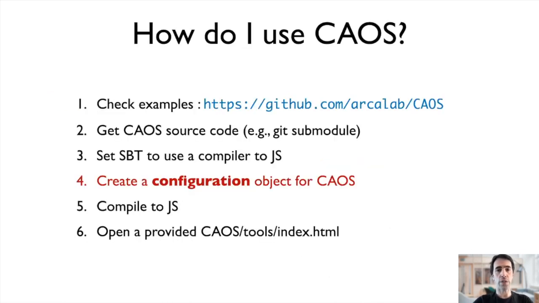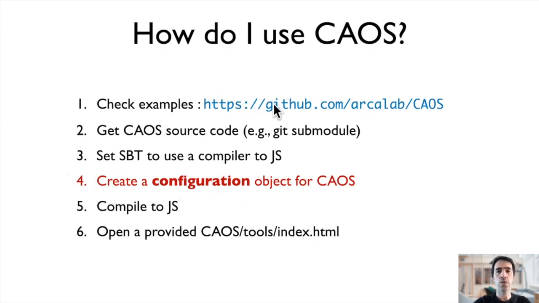From now on, I'm going to show how to use Caos, and soon I'll jump into our demo session. You can check all the examples, and this will be our starting point, the website with the README. You have to download the Caos source code. You can either use a Git submodule, or you can just download all the source code into your support directory. You'll use SBT. SBT is like Maven for Java. It helps you build, set up dependencies and so on. And we're going to use a special compiler to JavaScript. Then the core work will be this fourth point. We're going to create some configuration that links your own code, your own analysis, together with the Caos libraries. And then we'll compile to JavaScript and open this tools index file that we already provided, which will already include the compiled JavaScript.